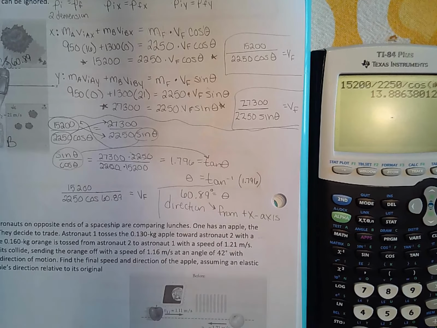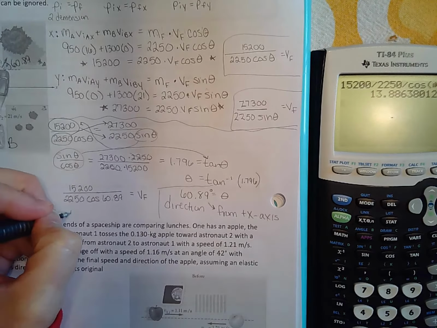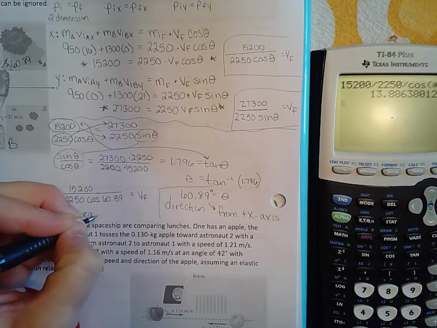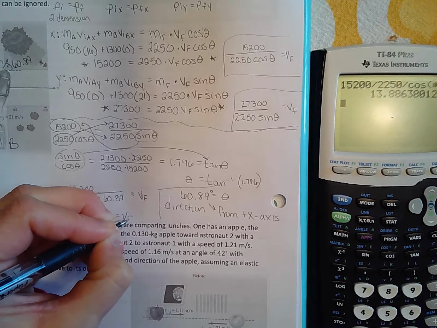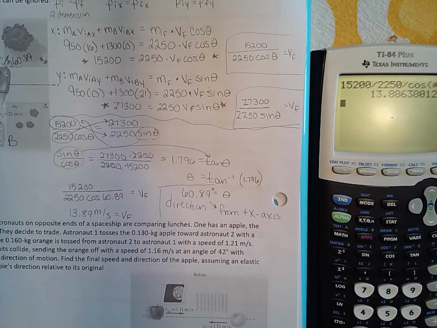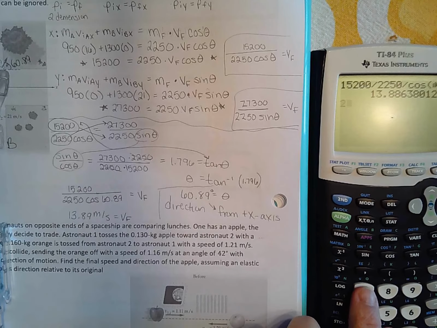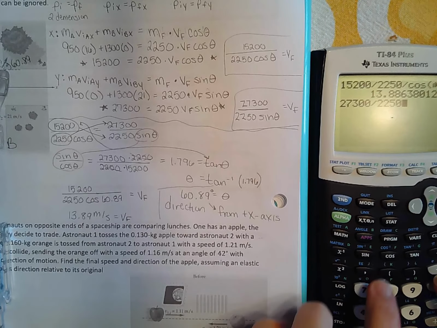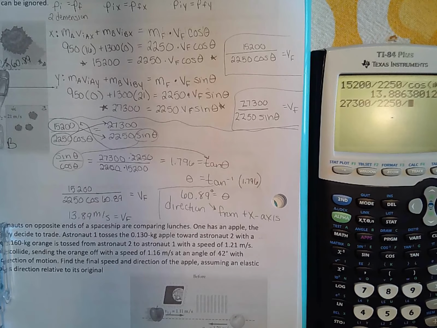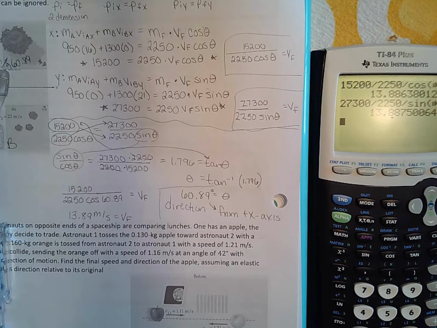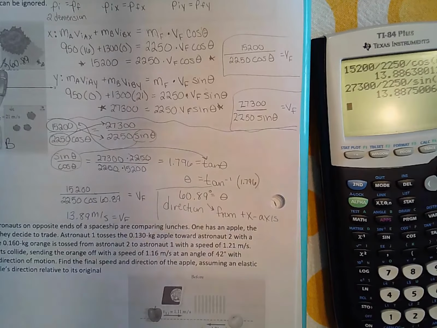Answer is 13.89 meters per second is my final velocity. I'm going to do a quick check. Make sure I match Mr. McBurney's answer key that I got rid of. You know what I'll do? I'll double check with my other equation: 27,300 divided by 2250 sine of the angle, divided by, because I'm lazy, I don't want to use parentheses. Yeah, we should be good to go. I think we did it. I'll check as I'm talking with Mr. McBurney's answer keys. All right.